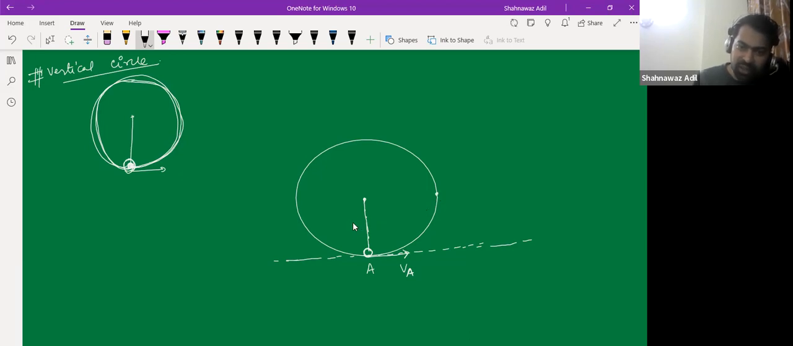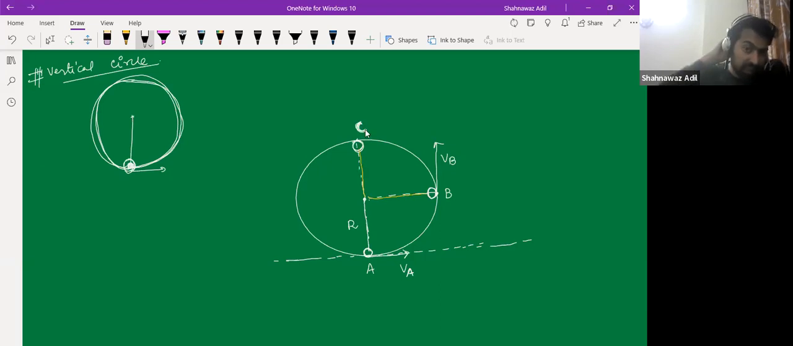The radius of this circle is, let's say, R, and the mass goes up in here, right? Now its velocity, which is always tangential, is VB. This is point B. And then if it is making a full circle, it reaches here, and this point we will call point C.